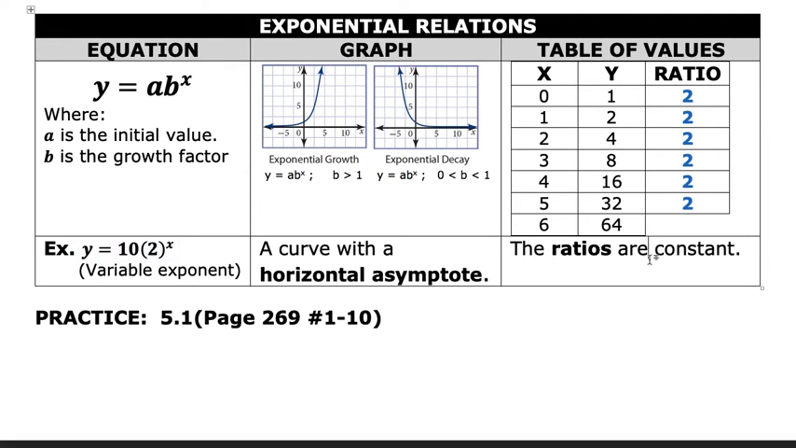Next, as a table of values, what we're going to do is check to see that we have consistent values and spacing for x. And when we investigate our y values, we need to take the ratio. Now, a ratio means a fraction of y2 and y1, just adjacent points and dividing them. 2 divided by 1 is 2, 4 divided by 2 is 2, and 8 divided by 4 is 2, and so on. If the ratios are constant, the table of values represent an exponential relation.